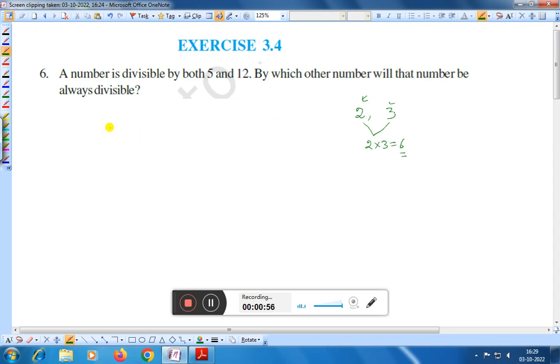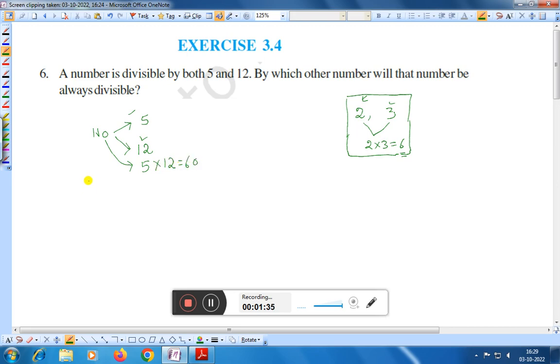In the same way, we can say that suppose one number is there and this number is divisible by 5 and the same number is divisible by 12 also. If we apply this rule that if a number is divisible by both 2 and 3, then the number will be divisible by 2 into 3, that is 6 also. In the same way, if a number is divisible by 5 and 12 both, then this number will also be divisible by 5 into 12, that is 60. 5 into 12 is equal to 60.